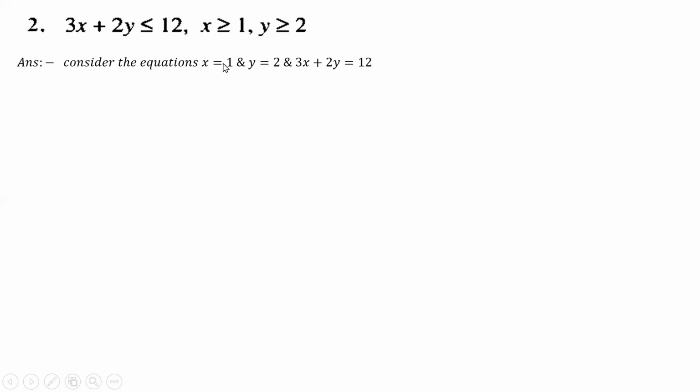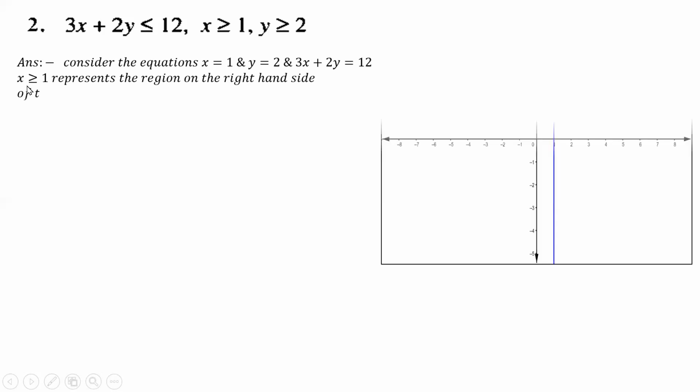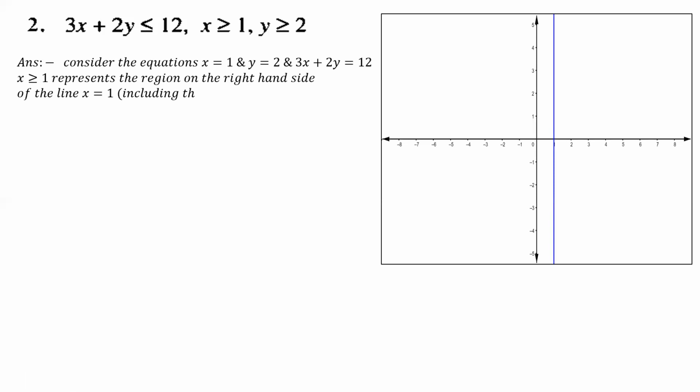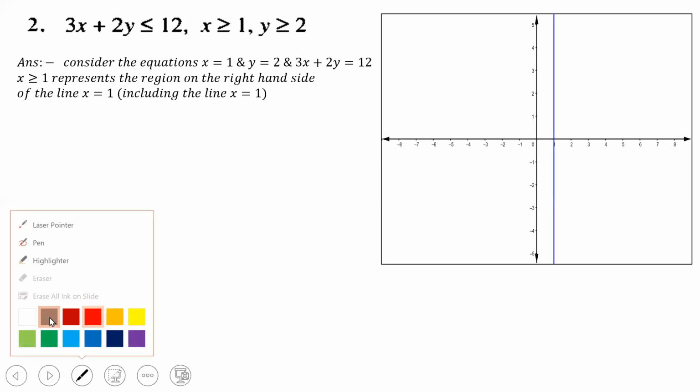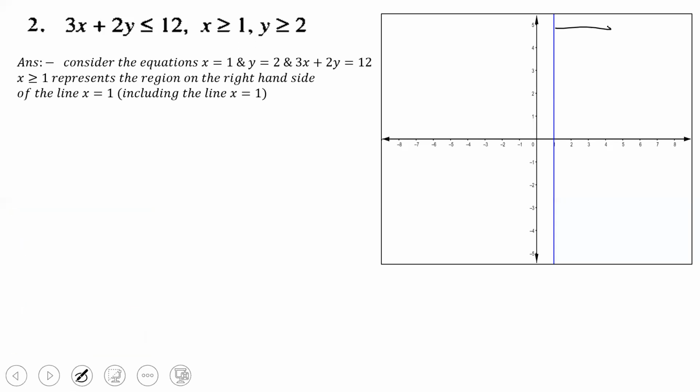So for x equals 1, since the greater than equal to sign is there, it will take the right-hand side of the line x equals 1. Now if we mark the region, it will look like that. This means this region is the solution for the inequality x greater than equal to 1.